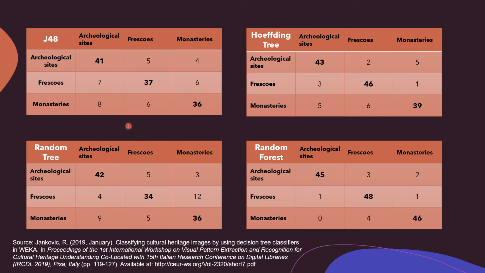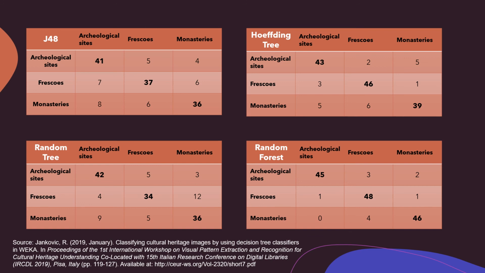So, for example, for J48, we can see that 6 images that truly belong to the monasteries class were misclassified as frescoes. Additionally, 6 images that truly belong to the frescoes class were misclassified as monasteries. We can observe similar for random forest, for example, where 3 images truly belonging to the archaeological sites were misclassified as frescoes.